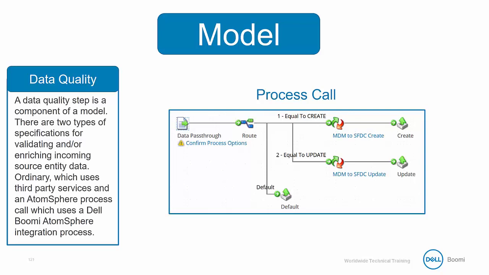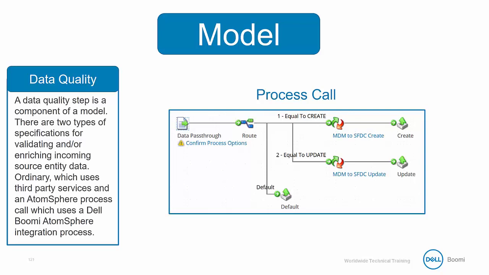Because the data quality step occurs before the match rule step, you will be able to take the data coming into your MDM platform, send it through one-to-many Atomsphere processes, and then have the match rules applied to it. This will allow you to look for data issues and fix them automatically before allowing them into your repository.